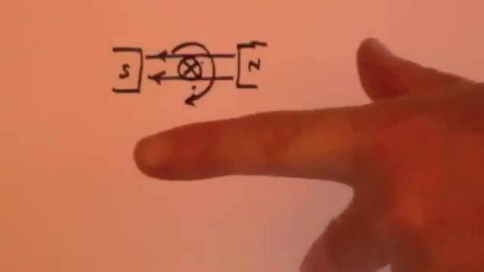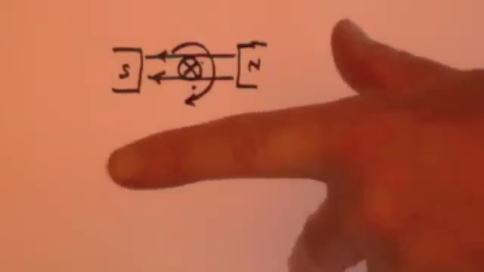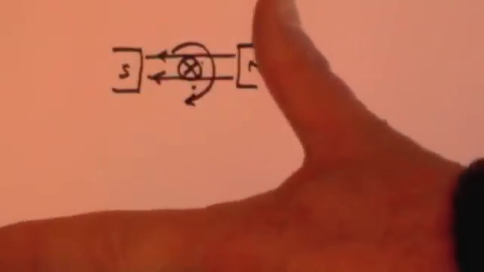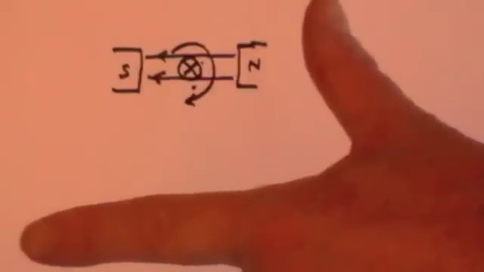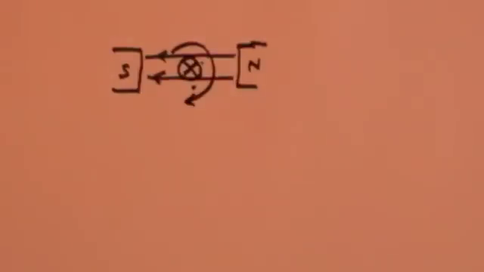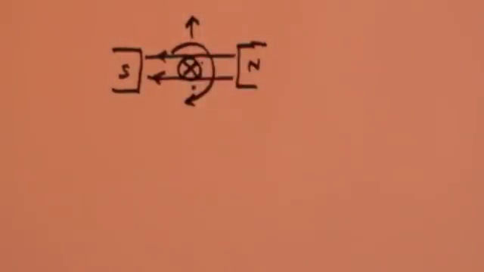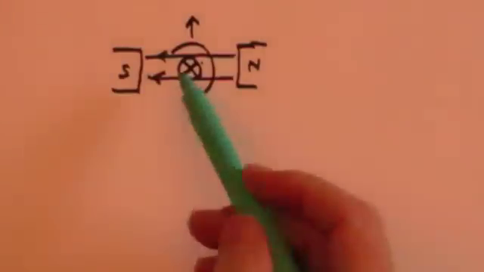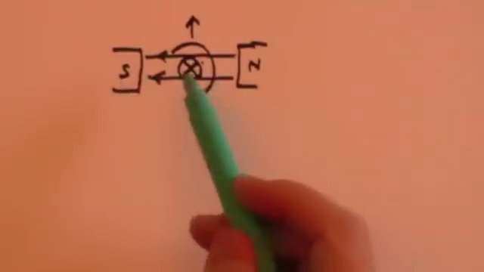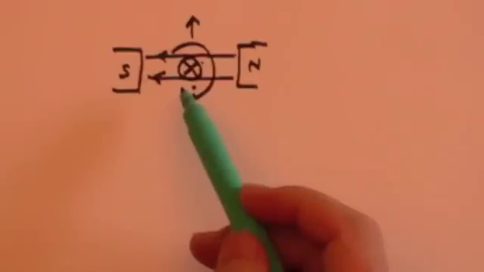So here is my first finger pointing in the direction of the field, north to south. My second finger has to be the current. The current is going into the paper, so I point my second finger down, and that means my thumb is going to point in the direction of motion, which is upwards. So the wire is going to move upwards. And that's because there is a force, an electromagnetic force, which arises because of the interaction between the field of the magnet and the field around the current in the wire.